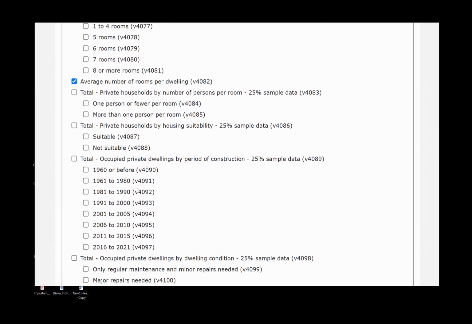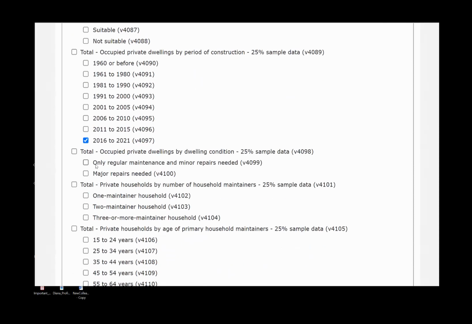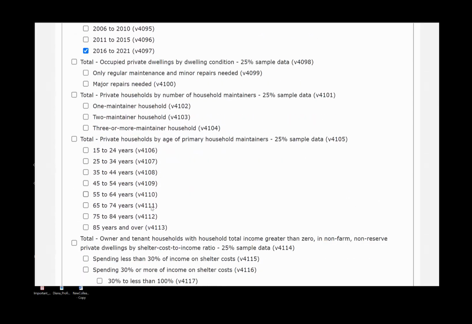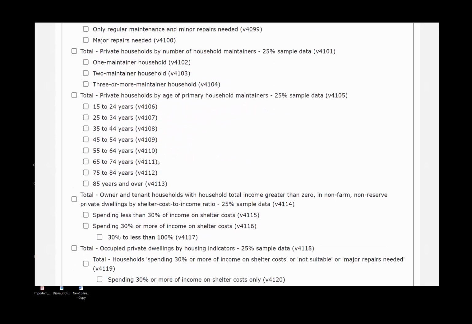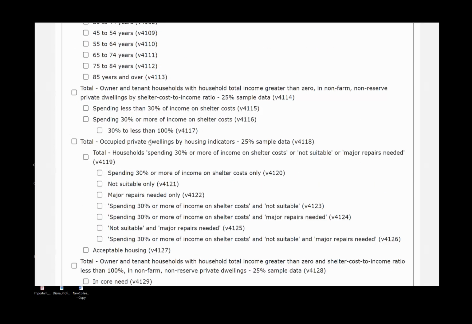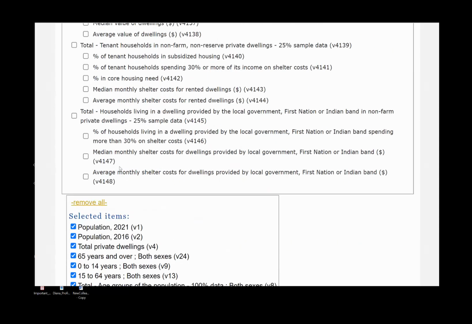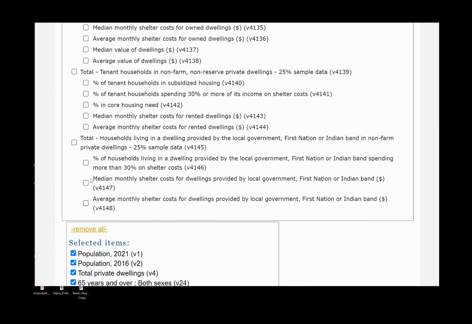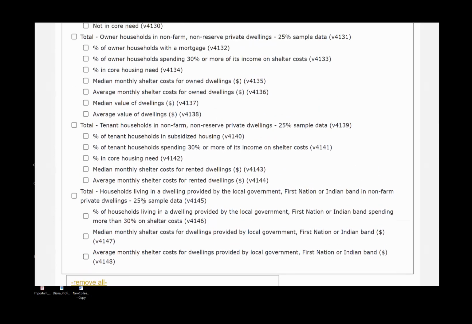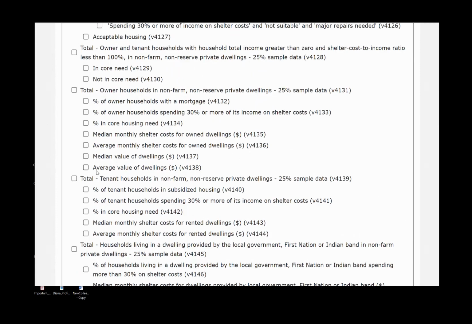The period of construction, was that new or was that old dwellings? Whether the dwelling required repairs or not, how many maintainers of the household, what is the age of the household maintainer, how much they spend on shelter cost, so on and so forth. You can look further down, it has monthly shelter cost for renters, and then median and average dwelling values in the neighborhood or in the DA.